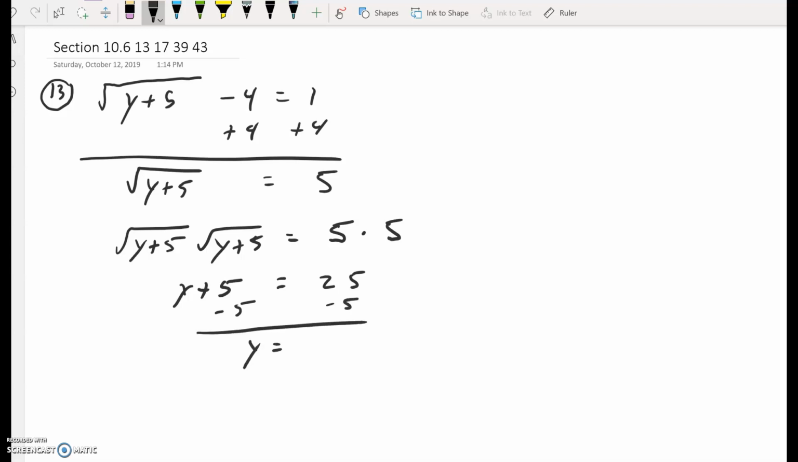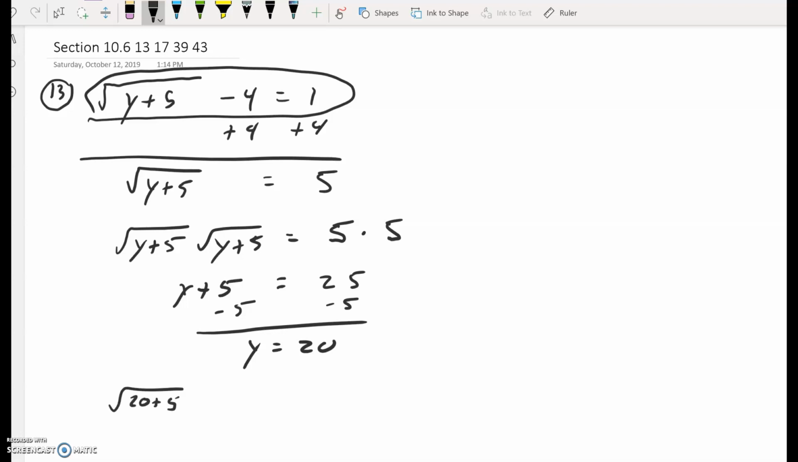Subtract 5 from both sides, and what we find out is if this equation has any solutions at all, it's 20. But the question is, does 20 work? And we have to try it out to find out. So we put in 20 in place of y in the original problem. And we ask ourselves, is this true? And this is the positive square root of 25, that's 5. Does 5 take away 4 equal 1? Yes, it does, and so 20 is the correct answer.